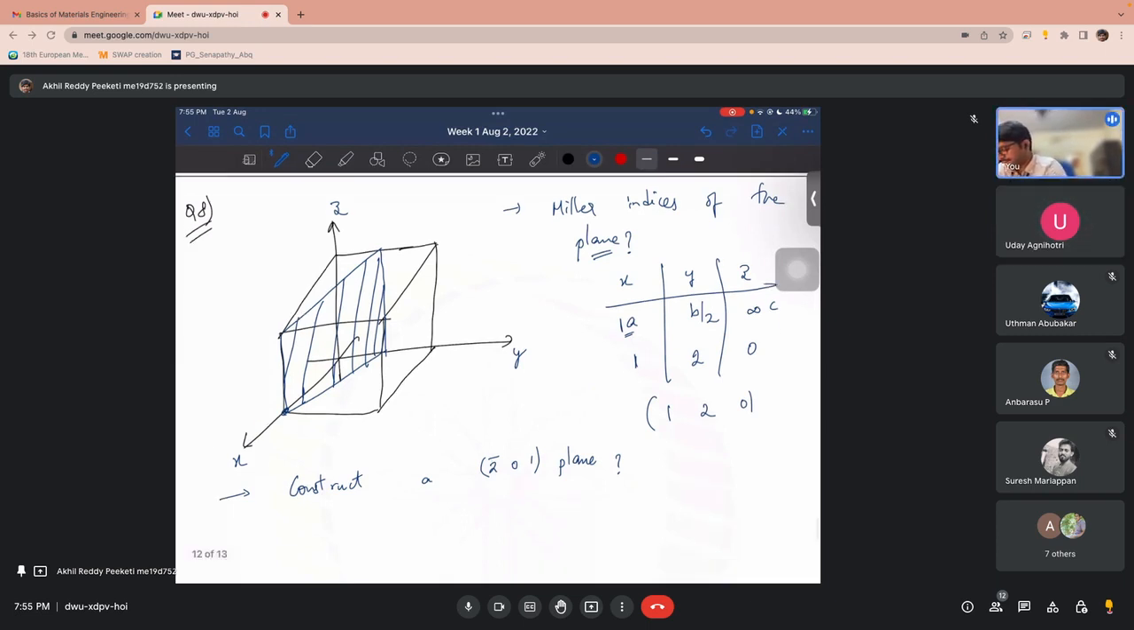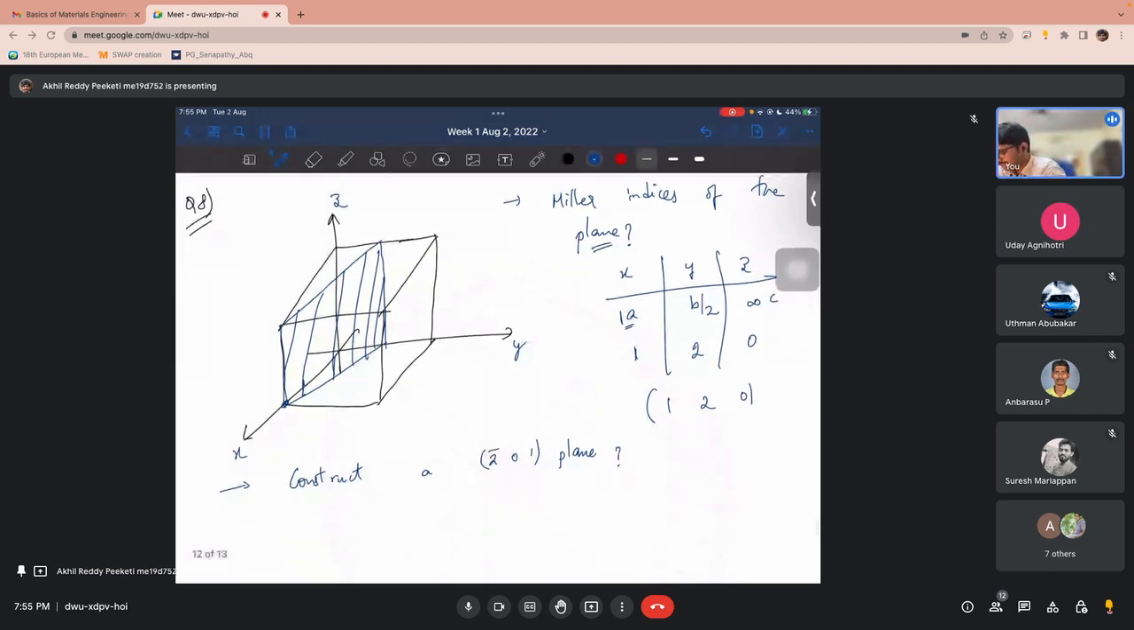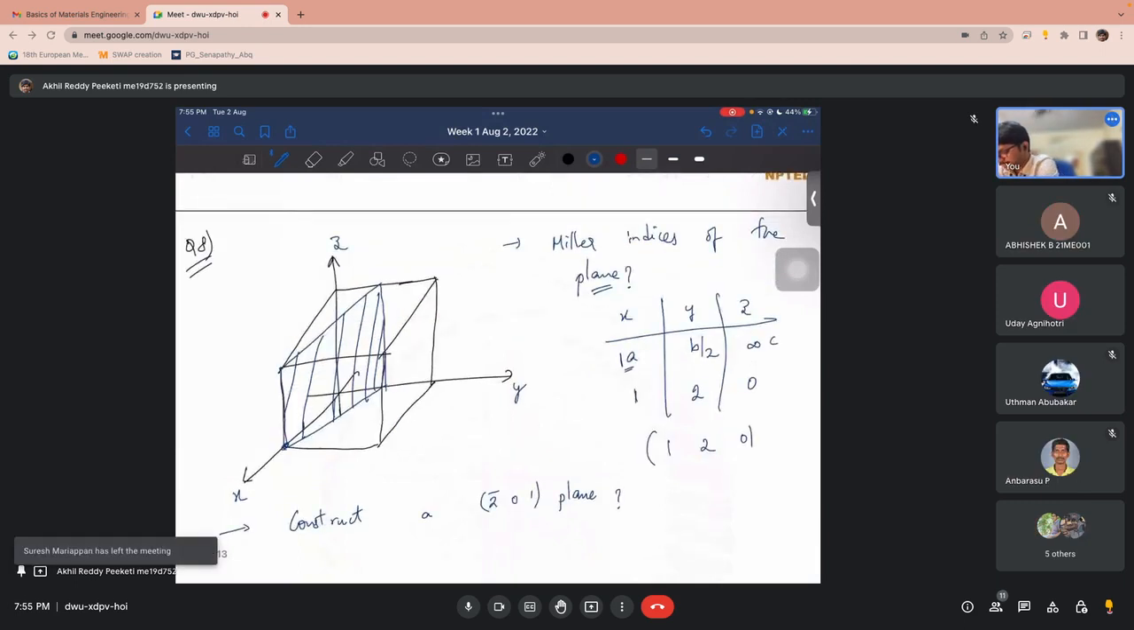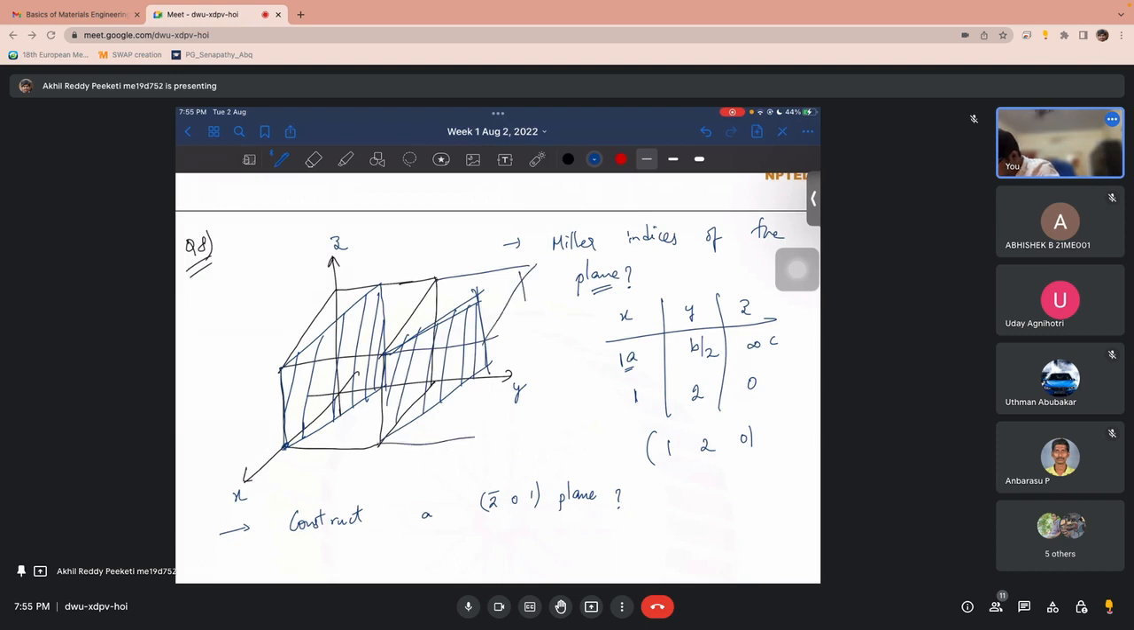If you are looking at planes which are all similar, can you tell me another plane which will be similar to this? Let's say if you have one more plane here, this is exactly the same plane as this, so all of these will belong to a single family of planes, you can say in that way.